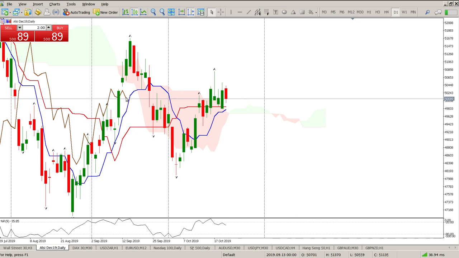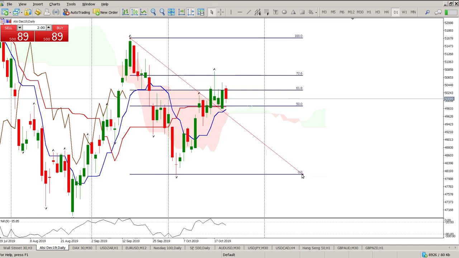Chikou Span is through price again, pointing to the downside. This is still bearish. We don't have a twist at the moment, and the cloud is very thin here. So the potential for this to break through on the daily is pretty strong. And the other thing on the daily, 61.8 is what we've been flirting with.